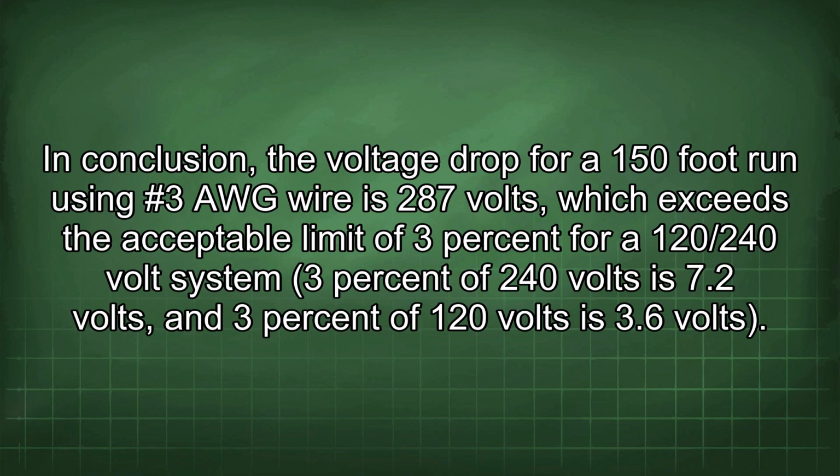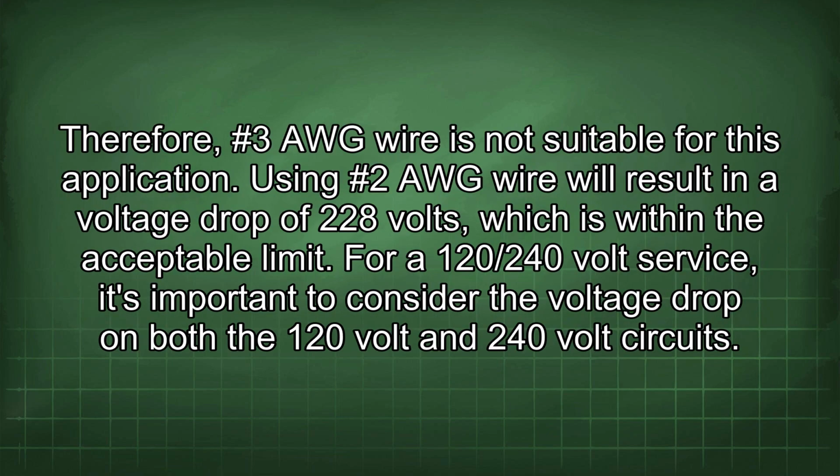In conclusion, the voltage drop for a 150-foot run using #3 AWG wire is 287 volts, which exceeds the acceptable limit of 3% for a 120/240 volt system. 3% of 240 volts is 7.2 volts, and 3% of 120 volts is 3.6 volts. Therefore, #3 AWG wire is not suitable for this application. Using #2 AWG wire will result in a voltage drop of 228 volts, which is within the acceptable limit.